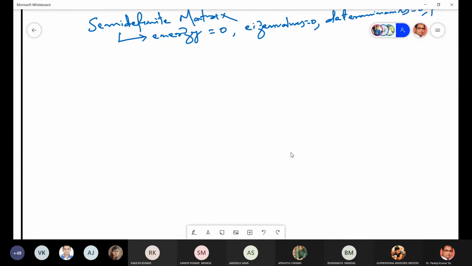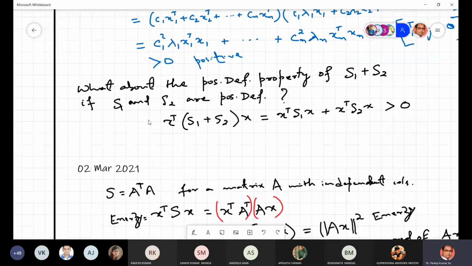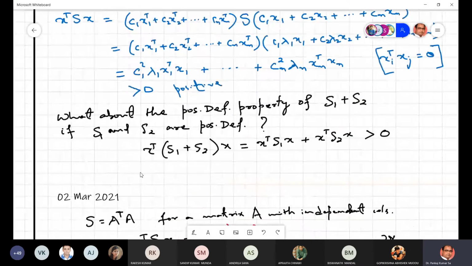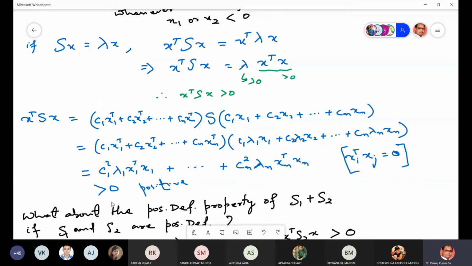Determinant test. I've already told you in the last class that it's not just the determinant of the matrix, rather it is the leading determinants. Let me write an example, that would be better actually.